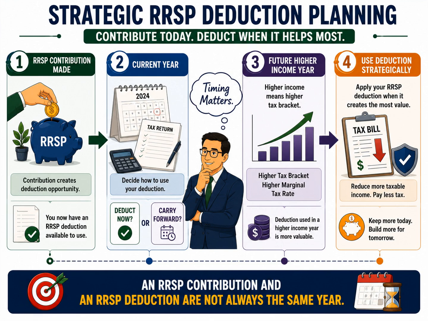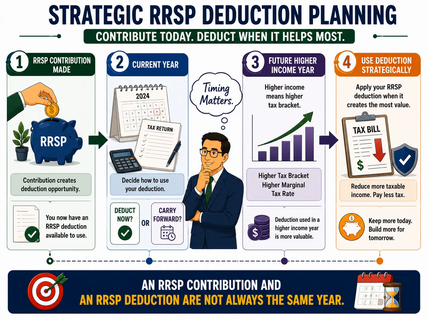And as we learned in the previous slide, deductions often become more valuable when they offset income taxed at higher rates. This means the same RRSP deduction could potentially create larger tax savings in a future year than it would today. That leads us to step 4, using the deduction strategically.